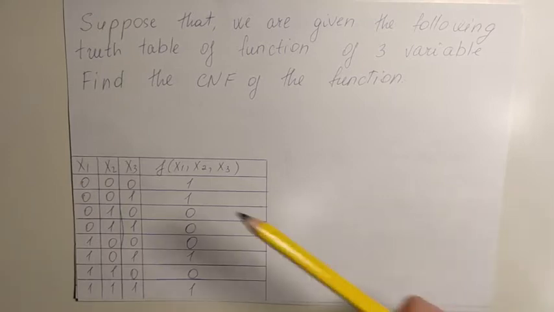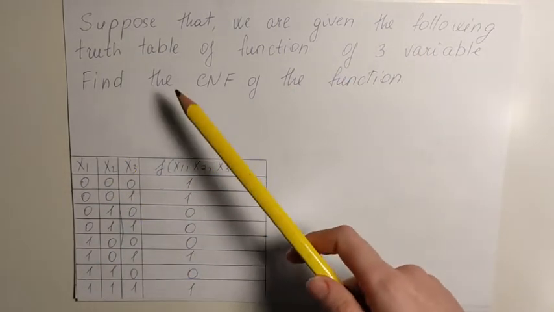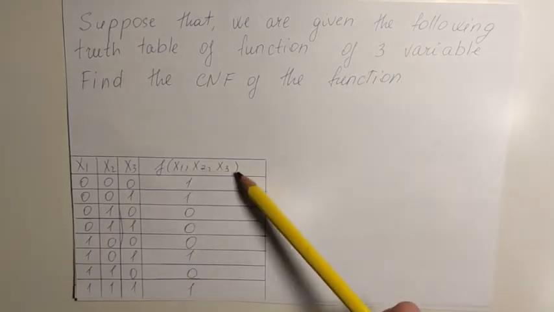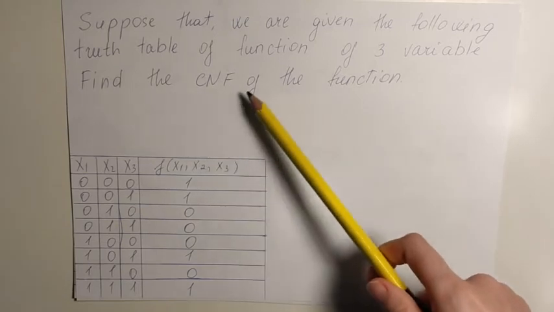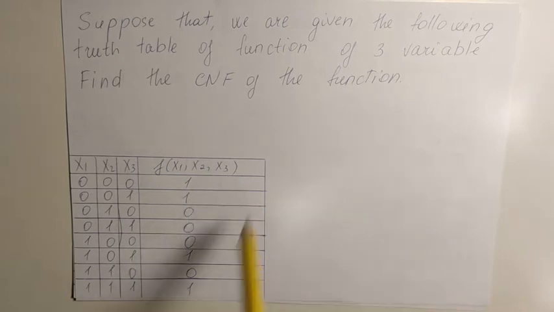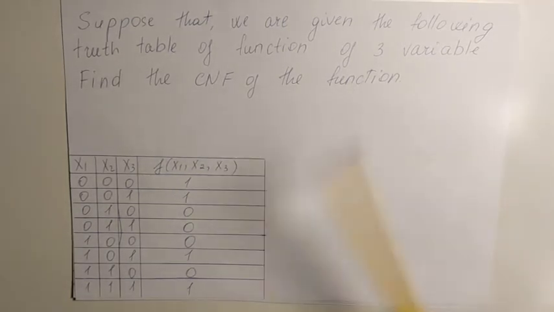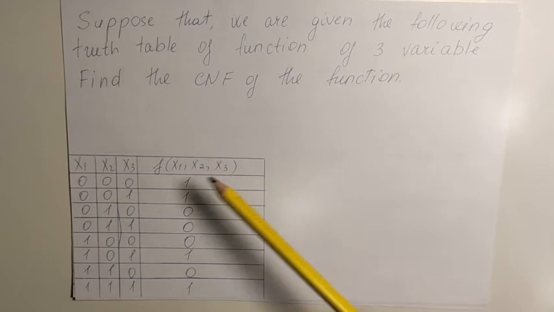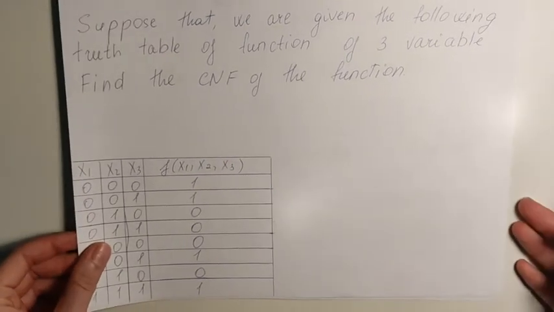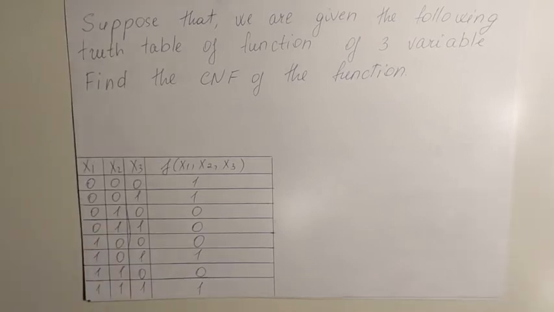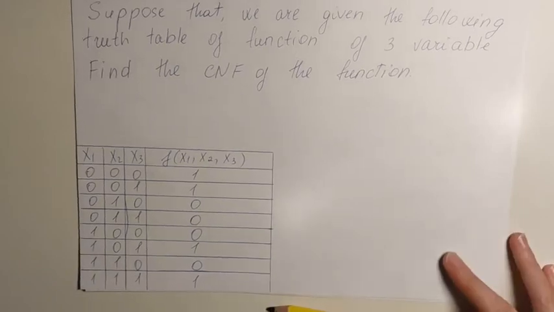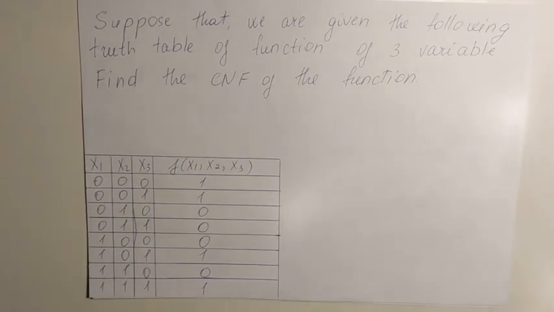Okay, suppose that we are given the following truth table of a function of 3 variables, f(x1, x2, x3). Find the CNF of the function f(x1, x2, x3). Here we are not given any function or any Boolean function. We are just given the truth table of the Boolean function. We actually don't need it.